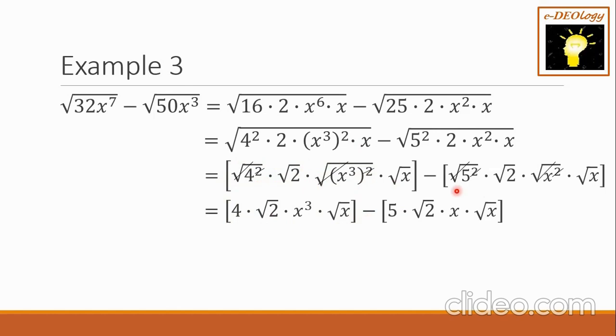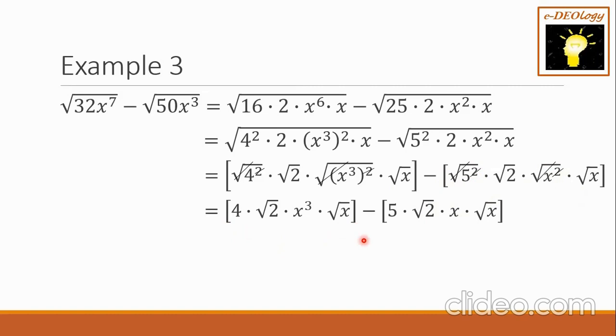Then minus. For the second group, for the first term, I'm going to cancel the radical sign with the power 2. Only the base 5 will come down. The square root of 2, we just copy down here. For this expression, I'm going to cancel the radical along with the power 2. Only the x comes down. And the square root of x, there is no change. I will copy down here.